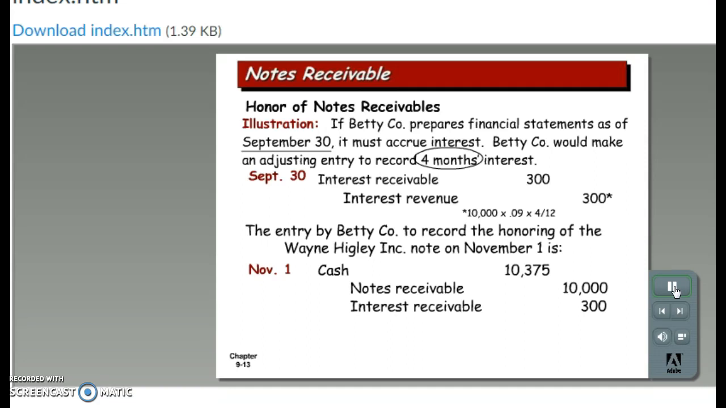September 30th. The journal entry is not in balance yet, as there are debits of $10,375 and total credits of $10,300. 4 months of interest, June through September, has already been recorded on September 30th. 1 month worth of interest for October still needs to be recorded. Interest revenue of $75 calculated by $10,000 multiplied by 9% multiplied by 1 out of 12 is recorded as a credit.